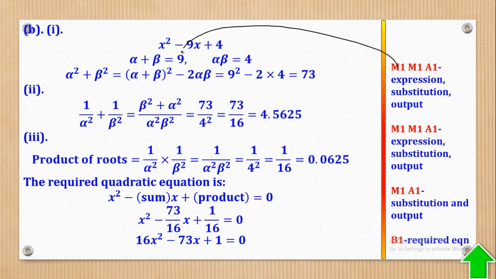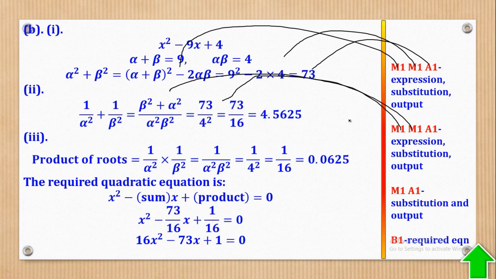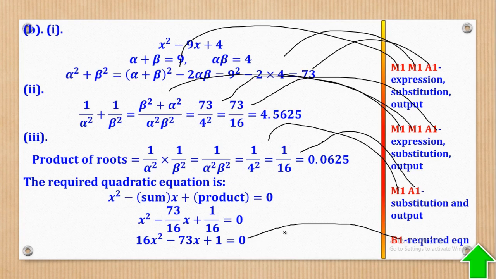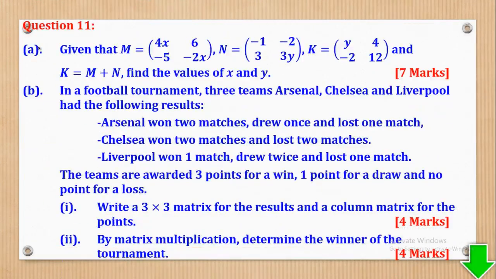M1 is for this expression, M1 for substitution, A1 for the output. A1 for this expression, A1 is for the substitution, A1 is for the output. M1 is for this substitution, A1 is for the output. B1 is for this equation. So that was question 10. Now we shall go to question 11, part A, which says, given that M is that, N is that, K is that, and K is equal to M plus N, find the values of X and Y. So let's first do that part.